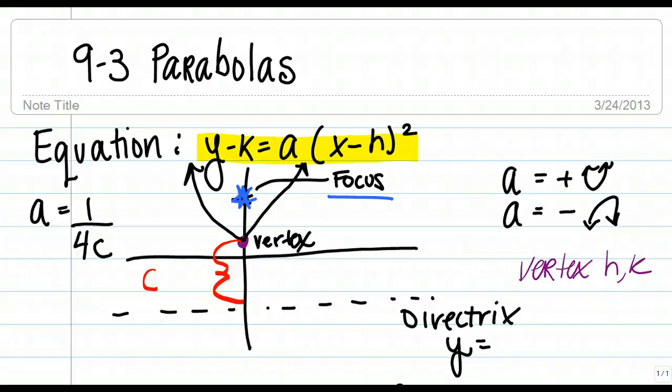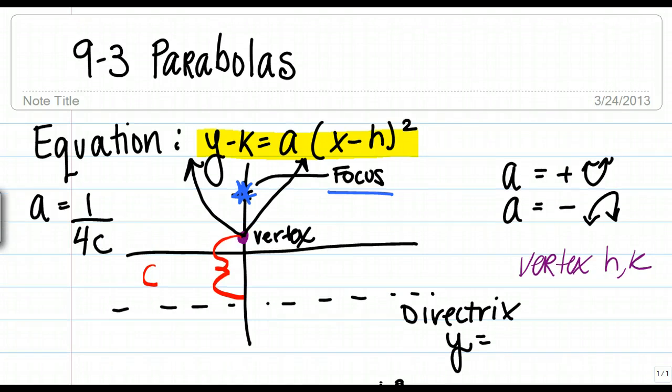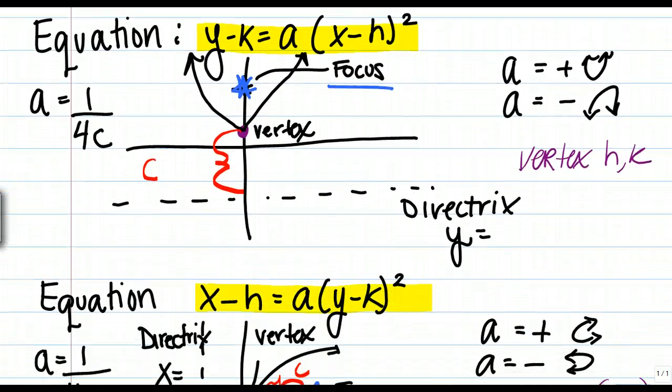We are doing 9-3 parabolas, and there are two different types of parabolas. There are the ones that you're used to seeing from chapter 7, where if your A is positive, it opens up. If your A is negative, it opens down. And if you realize, it's the same exact equation from chapter 7.